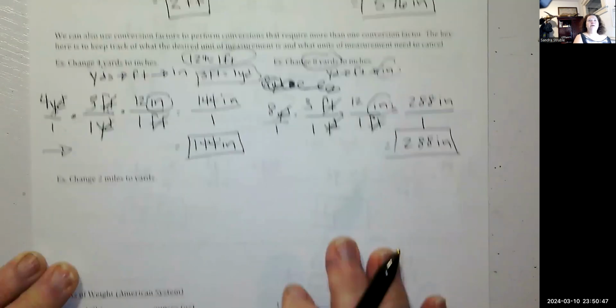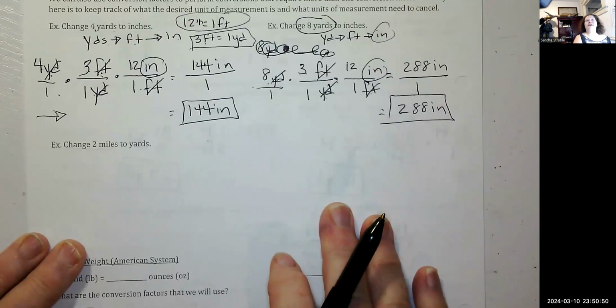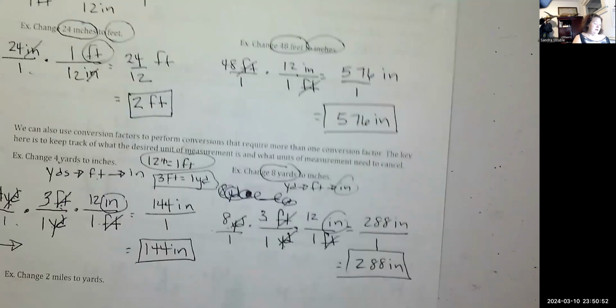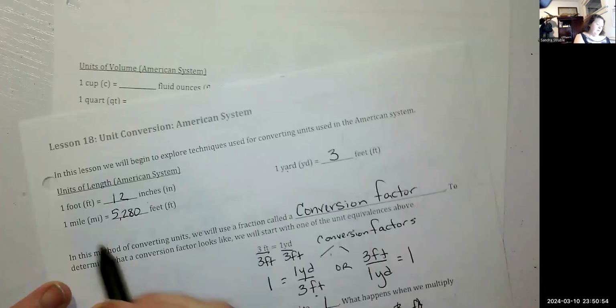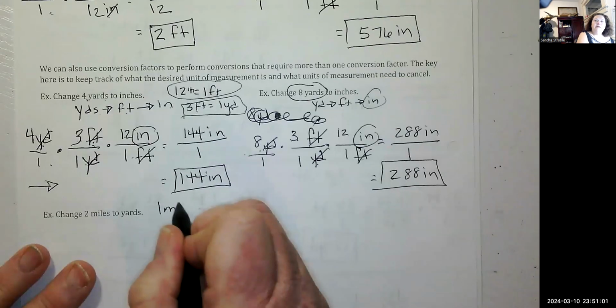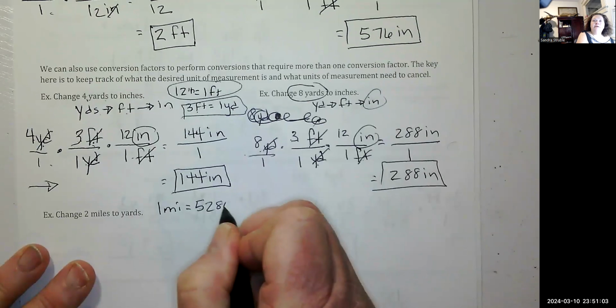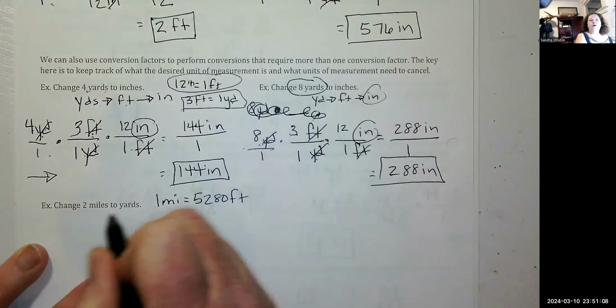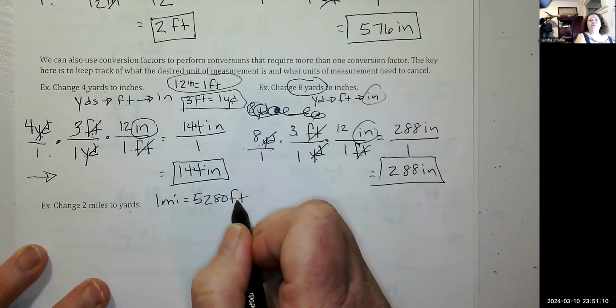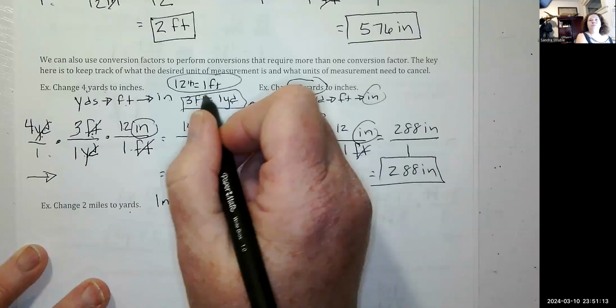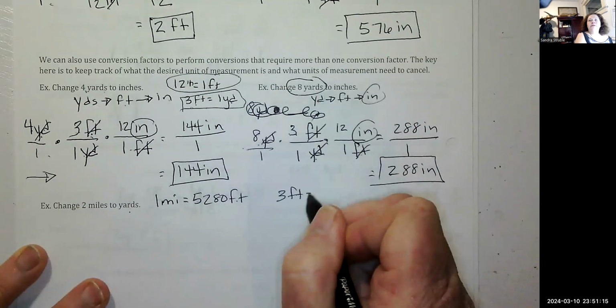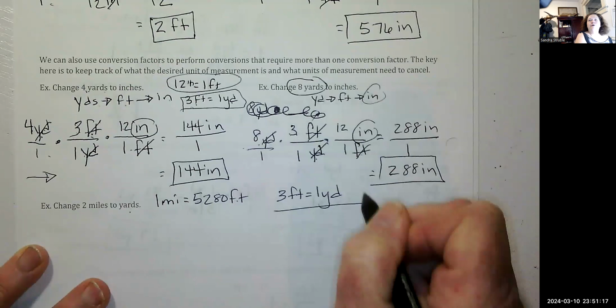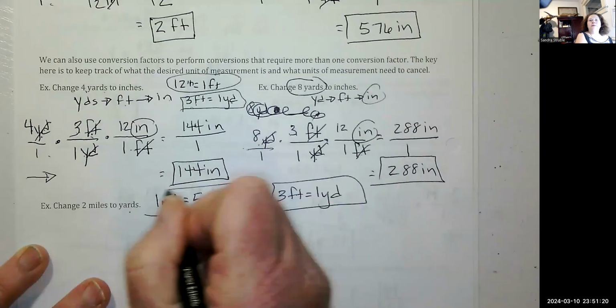Okay. Change 2 miles to yards. All right, now we're bringing in the miles. Okay, so let's see what the miles were. We've got 1 mile is 5,280 feet. And we know that we're heading to yards. Well, feet is not yards, so I need to use my 3 feet is equal to 1 yard. I'm going to use both of these conversions to get me where I need to go.